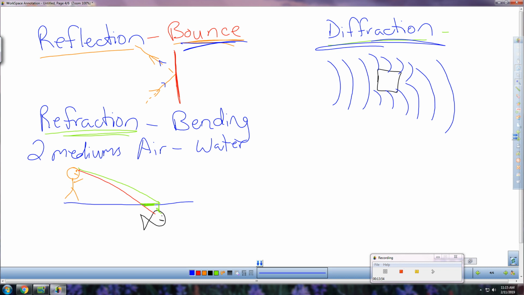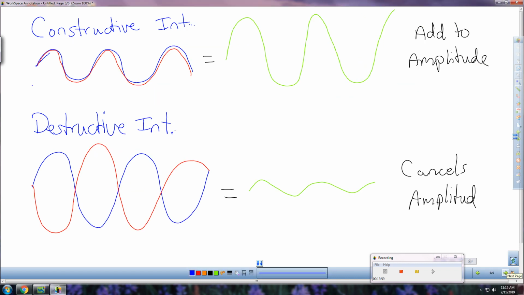Good? Almost done, I promise you. What happens when waves actually interact? Well, there are two things that can happen. It is either constructive or destructive, and the names imply exactly what we're talking about, right?